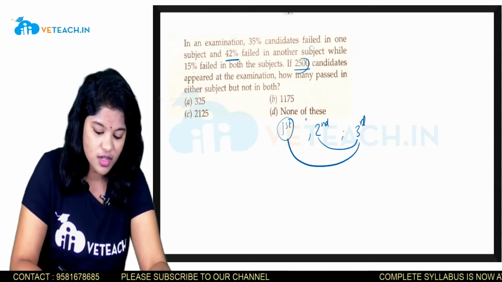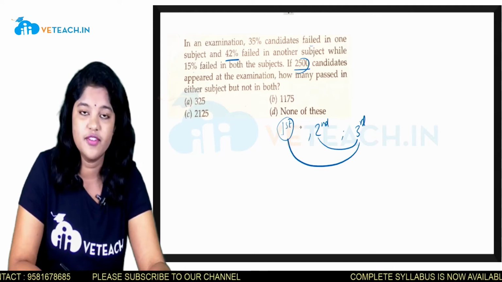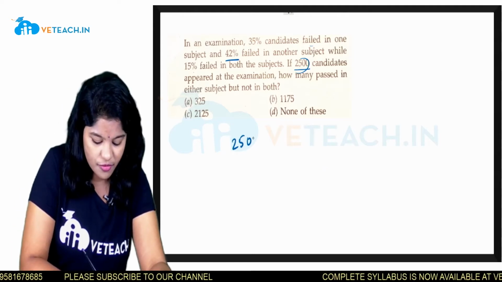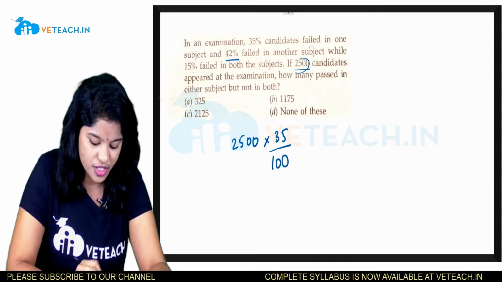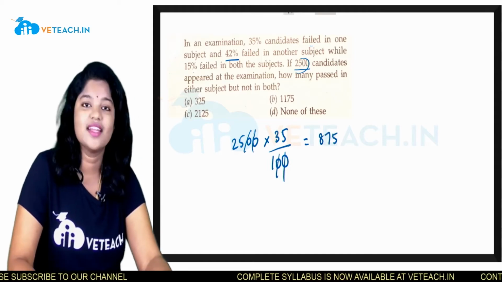First, let us find 35% of them failed in the first subject. So out of 2,500 students, only 35% have failed in the first subject. So this equals 875.